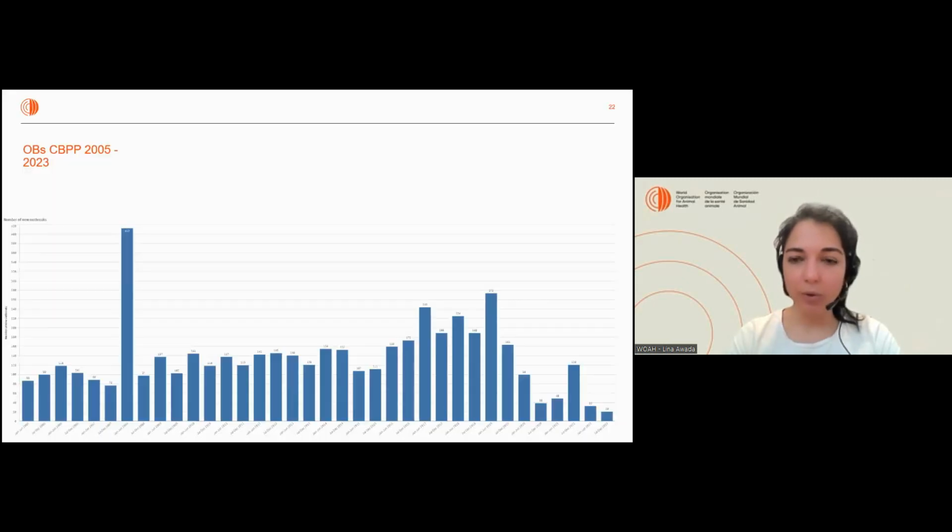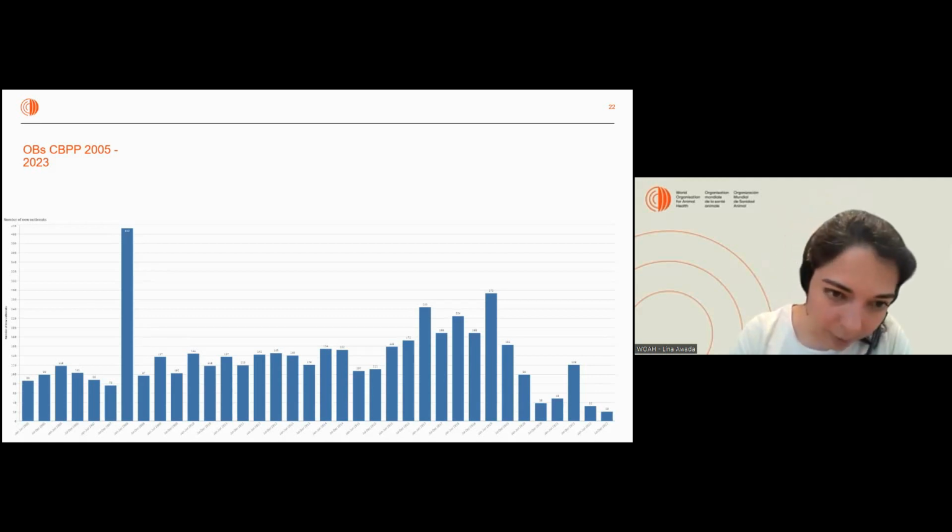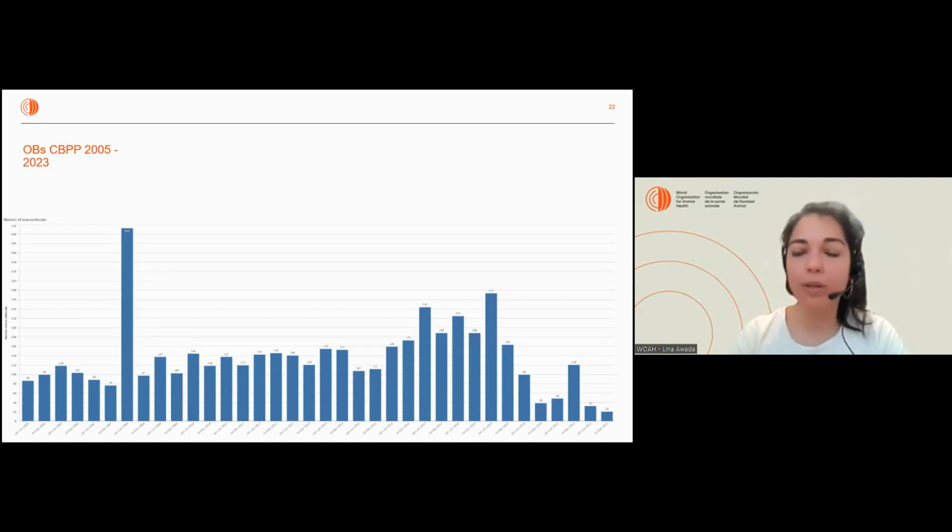When we look at the quantitative data, so the number of outbreaks, again, we start with CBPP since 2005. And here, this is the bar plot for the number of outbreaks reported each semester. Here, we can see that this number fluctuated with a maximum of 412 in the first semester of 2008.